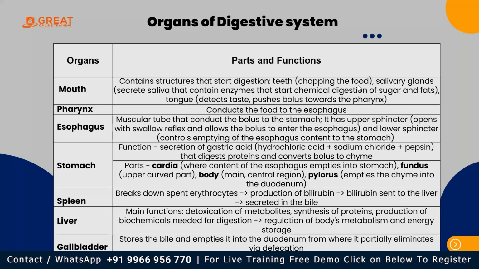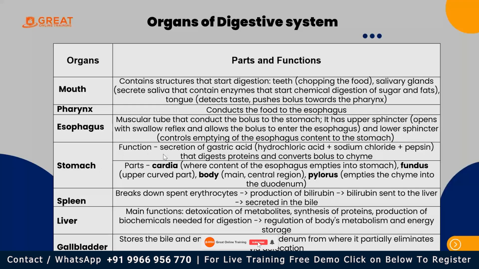That is teeth, which help in chopping the food. Salivary glands secrete saliva that contains enzymes that start chemical digestion of sugar and fats. Then the tongue, which detects taste, pushes the bolus towards the pharynx. Next, the pharynx conducts the food to the esophagus. The esophagus is the muscular tube that conducts the bolus to the stomach. It has an upper sphincter which opens with the swallow reflex and allows the bolus to enter the esophagus, and the lower sphincter controls emptying of the esophagus content into the stomach.